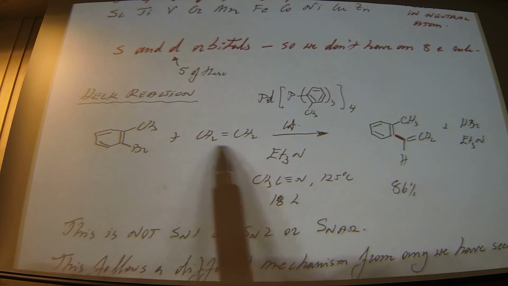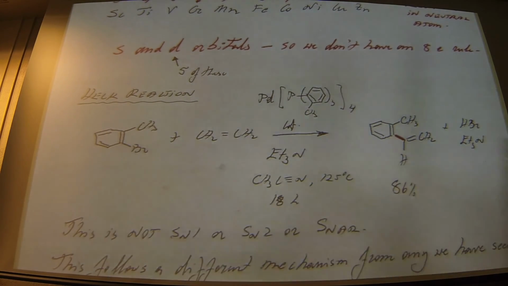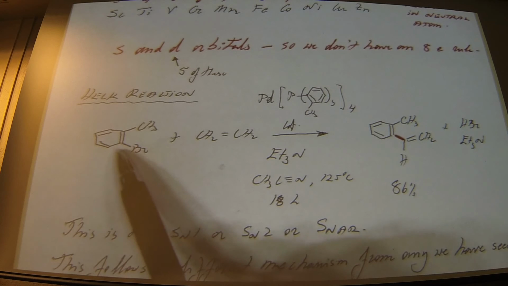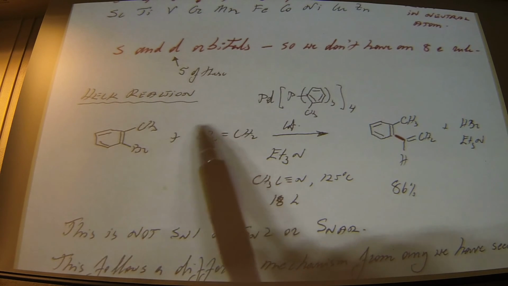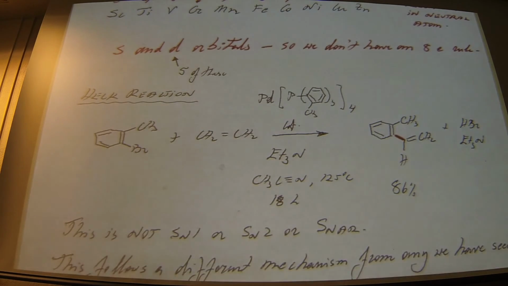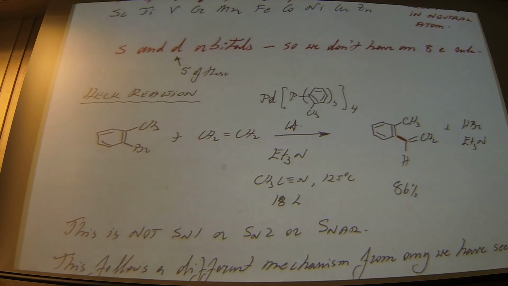Okay, so let's take a look at what goes on here and then see how different this is from anything we've seen before. So we have an aryl halide, okay? So there is some reactivity, obviously, associated with this carbon-bromine bond. And we allow this to react with ethylene, a gas, but something that has absolutely no functionality, right? It's a hydrocarbon. It's an unsaturated hydrocarbon.